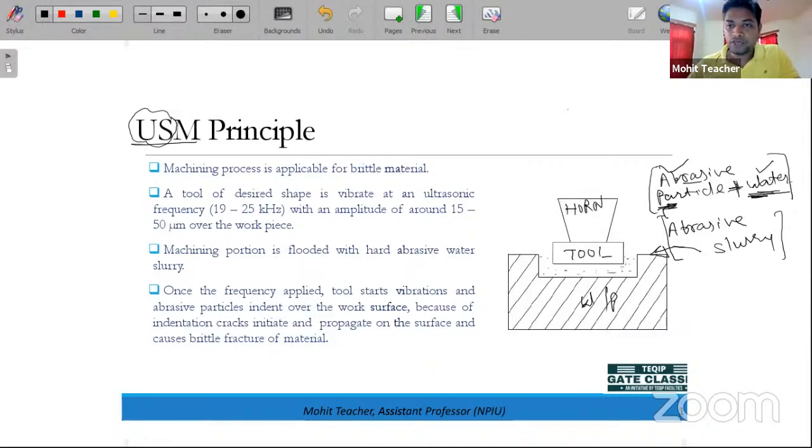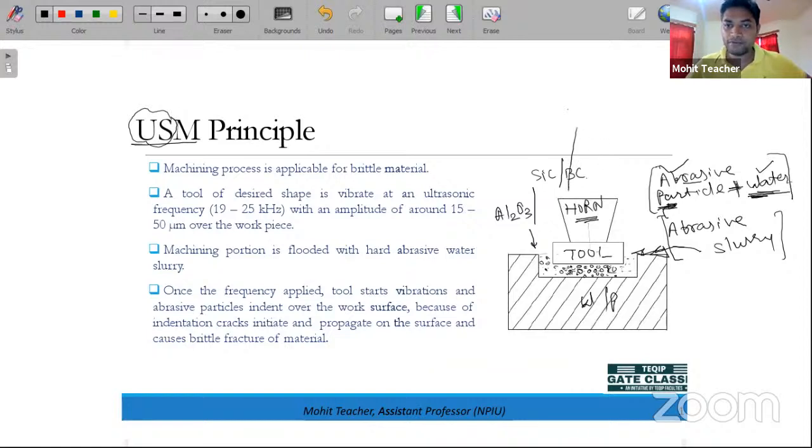Now we use this abrasive slurry over here. The abrasive particles are kept between the tool and the workpiece. Initially the workpiece was here, but after some time when the machining is done, it looks like this figure. These abrasive particles are very small, as we already discussed in yesterday's process. Same as before, they are made of aluminum oxide, silicon carbide, and boron carbide can also be used. These particles are mixed with water and flowed in between the workpiece and the tool surface. Now this tool is connected with the horn.